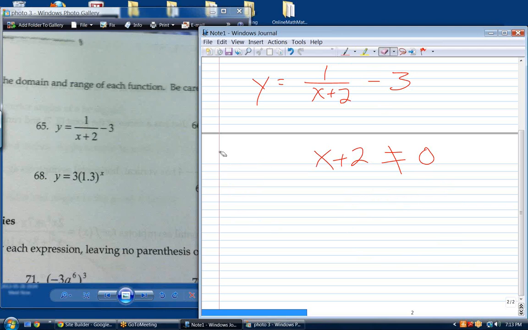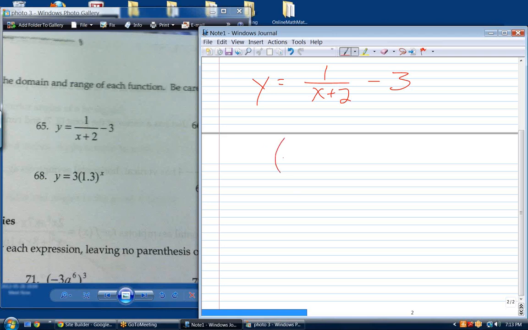So x can be all reals except x equals minus 2. Now, I'm not sure how your teacher wants you to express that. Do you use interval notation? Or does she let you say all reals except x not equal to minus 2? I think he doesn't really care. Let's make sure you know how to do interval notation.